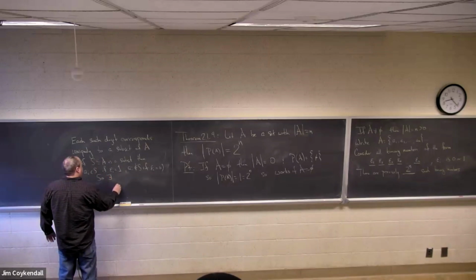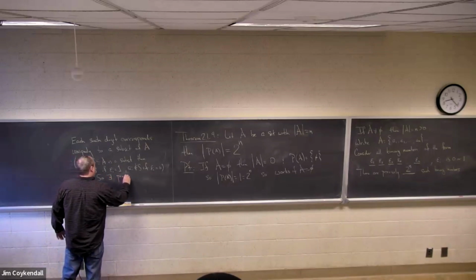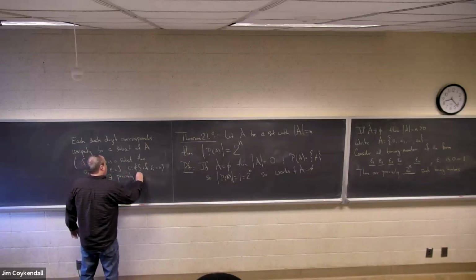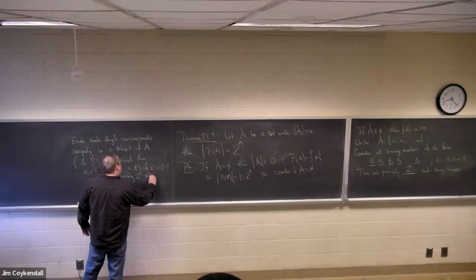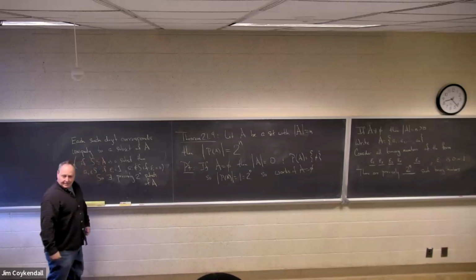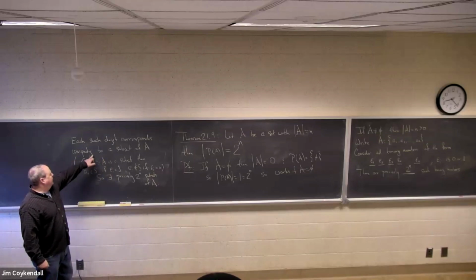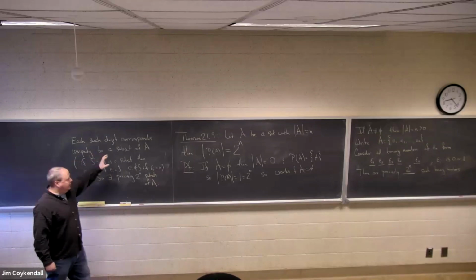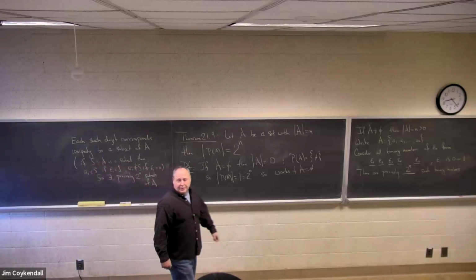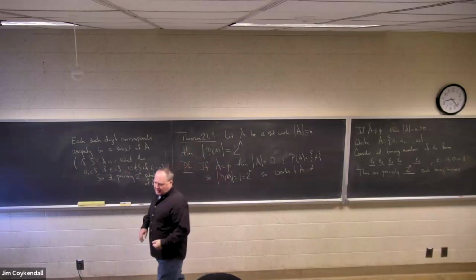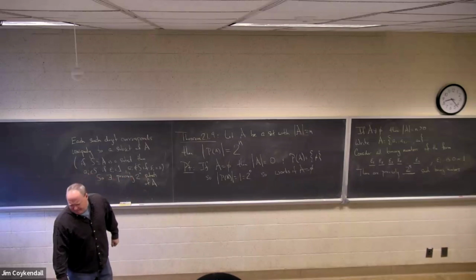So there exist precisely 2 to the n subsets of A, because every one of these binary numbers corresponds uniquely to a subset. Okay, any questions on this?